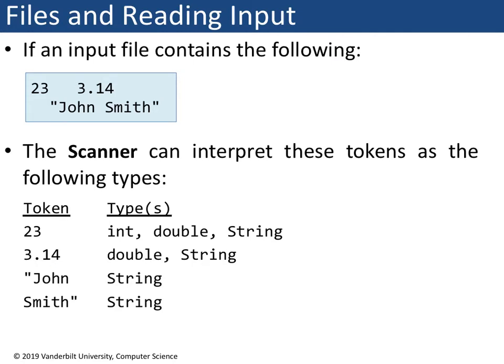3.14 can be interpreted as a double or a string. However, it can't be interpreted as an integer. And then double quote John can be interpreted only as a string, as well as Smith, double quote, can only be interpreted as a string. So these are the possible interpretations of the tokens in this file.